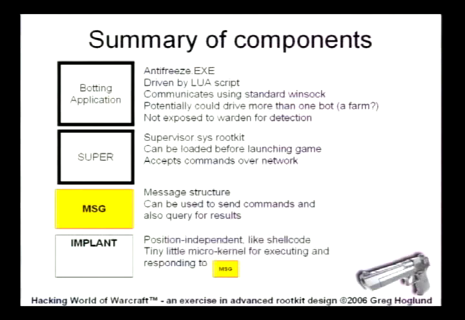So here's a summary of all the components. We have the botting application, which I call antifreeze.exe. This is still in prototype form. At the end of my slide presentation, I am going to show anybody in here who happens to work for Blizzard how to defeat all my stuff. So I figure by the time I get home, it's not going to work anyways. Then the supervisor.sys rootkit, the message structure itself, and finally the implant, which is like a tiny little virtual machine kernel with bytecode that it can work with. So imagine it has its own little bytecodes that it works with.